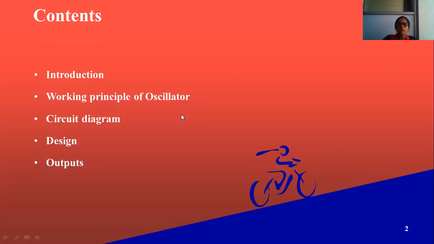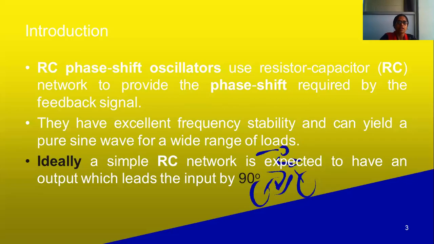Next, the content I would like to deal with respect to RC phase shift oscillator are introduction, working principle of oscillator, circuit diagram, how we are implementing the RC phase shift oscillator, and design procedure as well as outputs from Multisim I need to discuss. Basically, RC phase shift oscillator uses resistor and capacitor network to provide the phase shift required by the feedback signal. They have excellent frequency stability and produce pure sine wave for a wide range of applications.